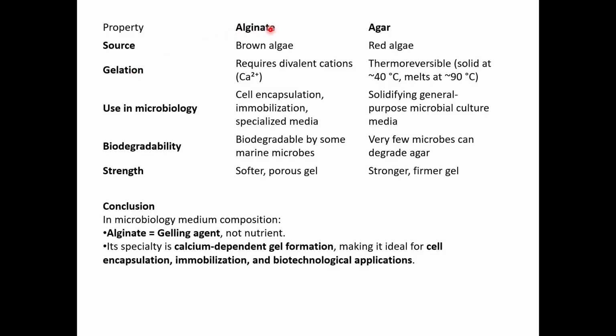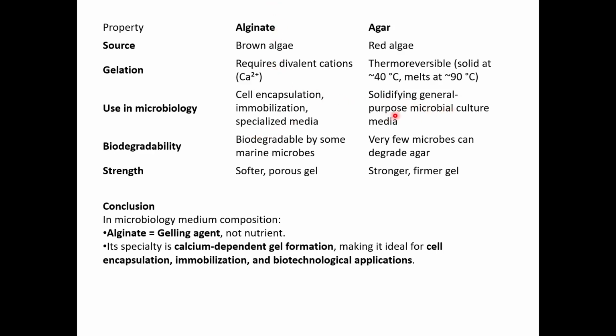There is also agar, similar to this, which is produced and extracted from algae. Alginate is produced from brown algae, agar is produced from red algae. Both are used as a gelling agent and for solidification. Alginate requires divalent cations. Agar is, however, thermoreversible. We usually heat it, it melts, and then we cool it down, it solidifies. Alginate is used in microbiology for encapsulation, immobilization, and specialized media.